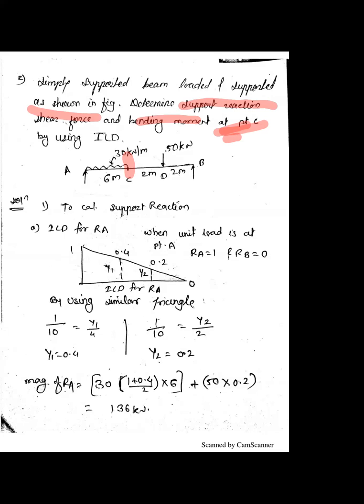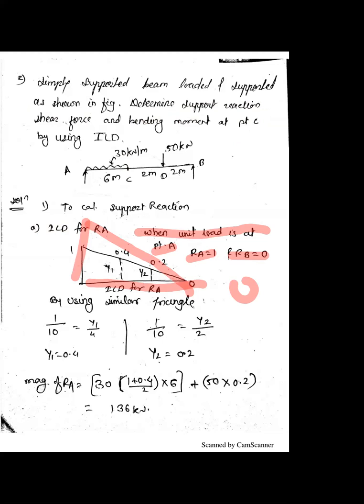Now again a similar procedure. Draw ILD for RA. Consider when we draw ILD for RA, the unit load is at point A. So when the unit load is at point A, RA is equal to 1, RB is equal to 0. Then draw the first baseline. Here is 1, here is 0. Then connect both points.